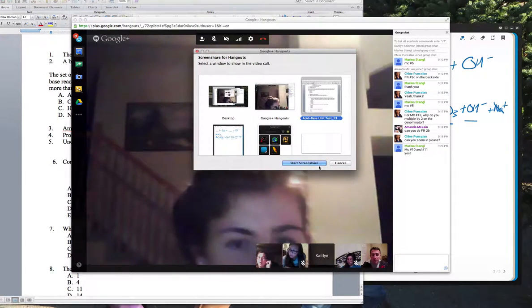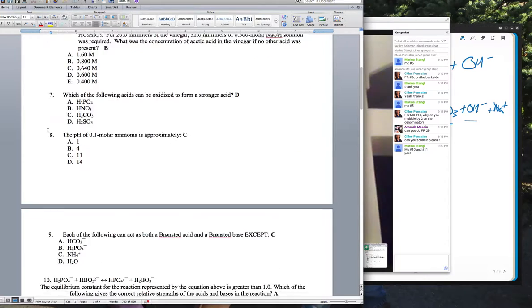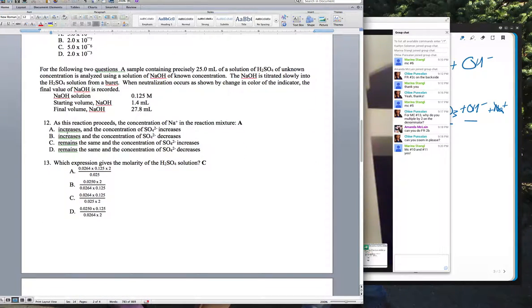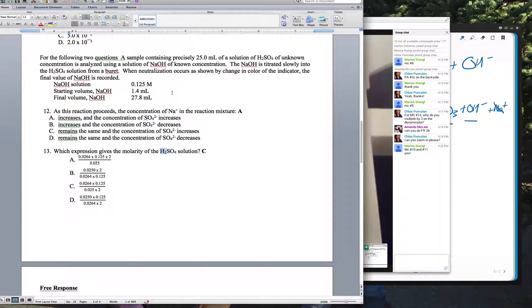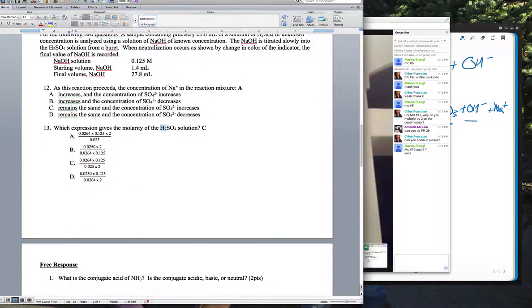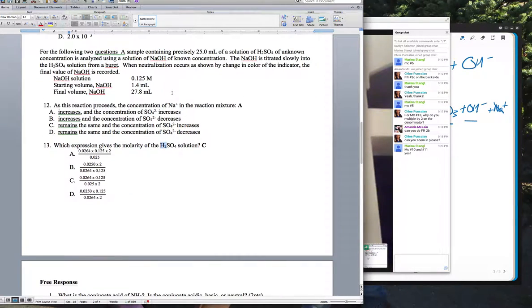Back to the test. 13. All right. Why do you multiply by 2 on the denominator? Okay, so we recognize that H2SO4 is diprotic. It has more than one H. And I have to be honest with you, every time I try to explain this, I think I do it wrong. Let's see if I can do it right this time.